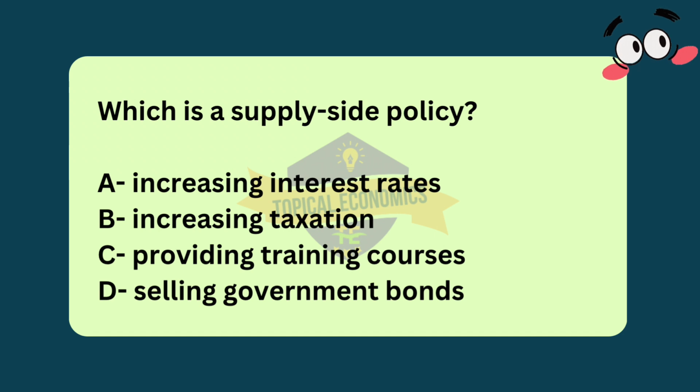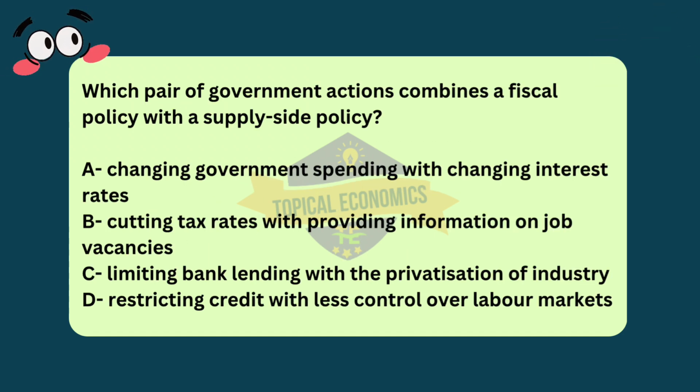Next, option B, increasing taxation, is part of fiscal policy, not supply-side policy. While it can influence overall demand and government revenue, increasing taxes does not directly improve the economy's productive capacity or efficiency. Lastly, option D, selling government bonds, is also related to fiscal policy and involves the government raising funds through debt issuance. It's not a supply-side policy because it doesn't directly affect the economy's supply-side factors, like labor productivity or resource allocation.